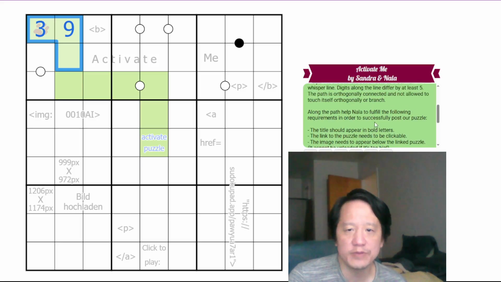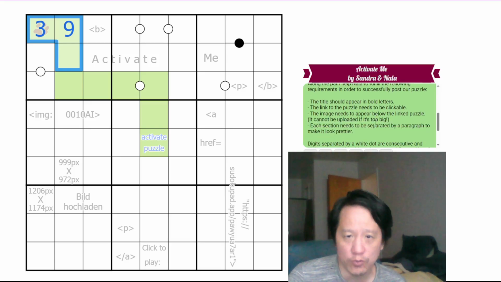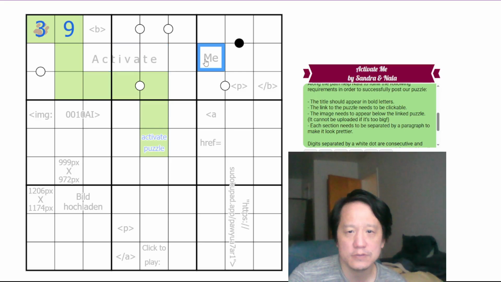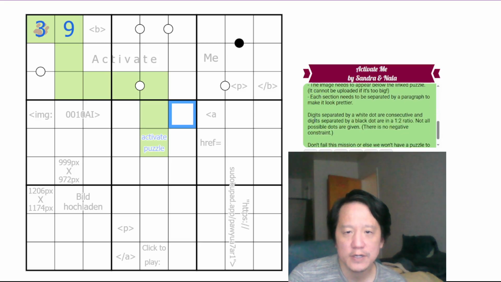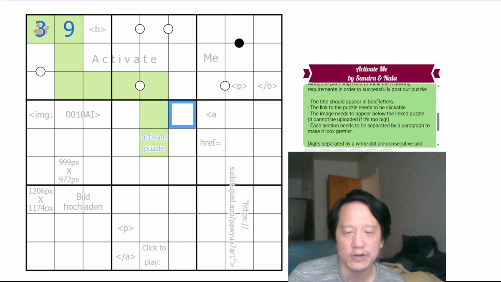Along the path, help Nala to fulfill the following requirements in order to successfully post our puzzle. The title should appear in bold letters. The link to the puzzle needs to be clickable. And the image needs to appear below the linked puzzle. It cannot be uploaded if it's too big. Each section needs to be separated by a paragraph to make it look prettier.